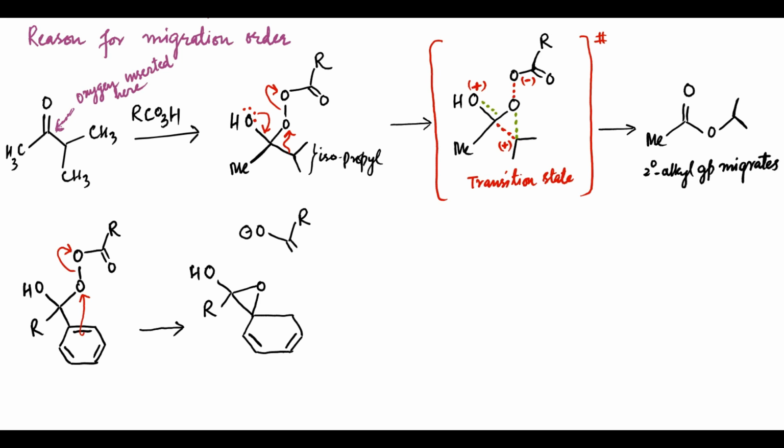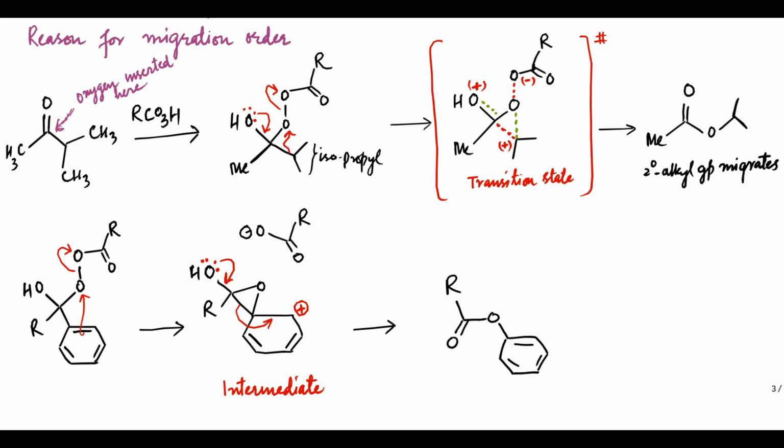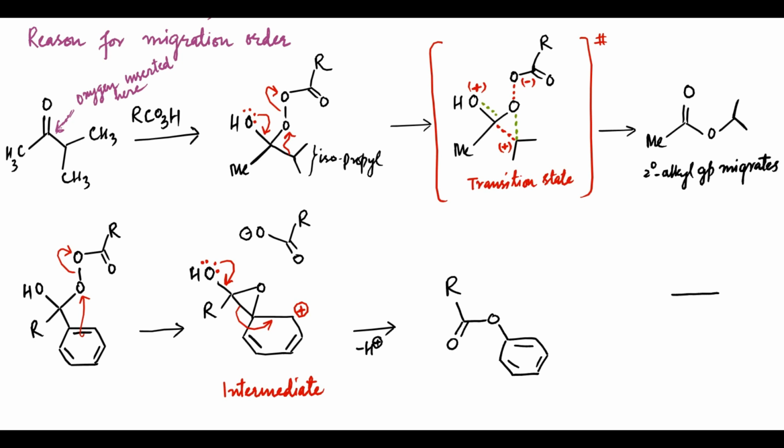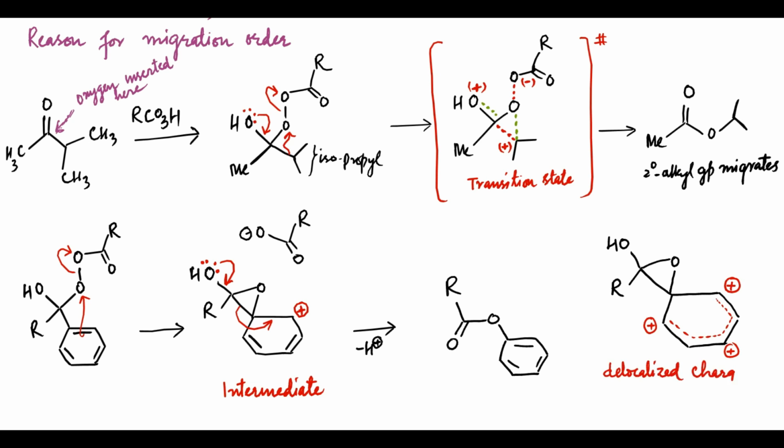What was a transition state in alkyl migration becomes an intermediate in phenyl migration. This intermediate loses a proton to restore the aromaticity of phenyl ring and forms the ester. Note that the phenyl group is stabilizing the charge here, like a pentadienyl cation rather than like a benzylic cation.